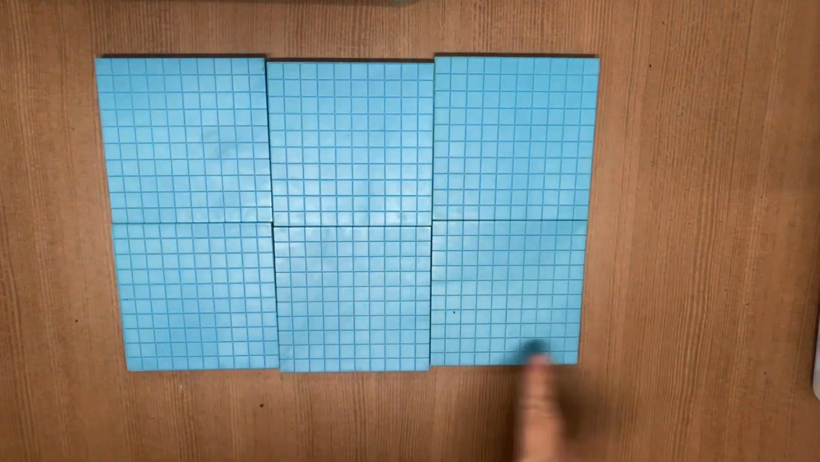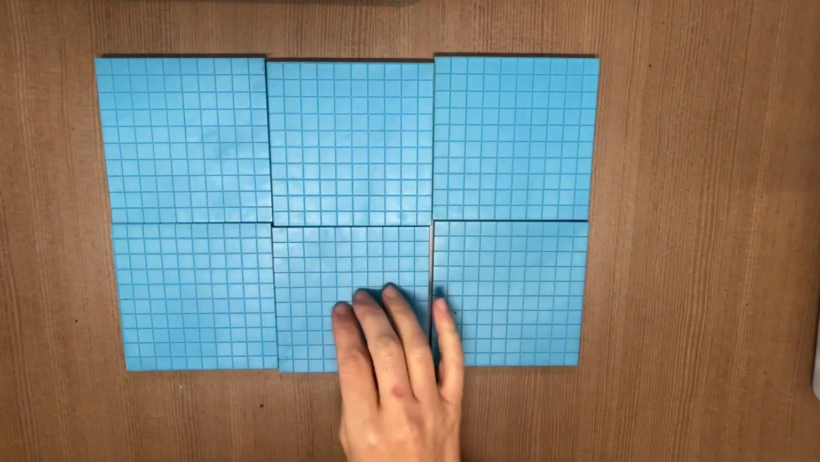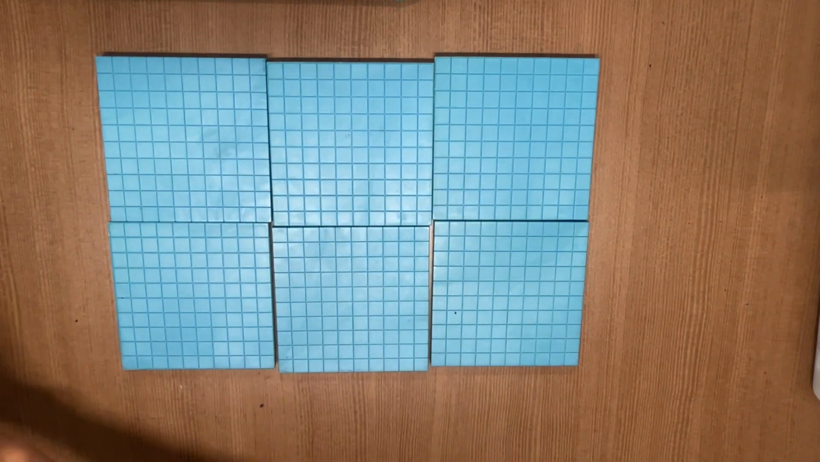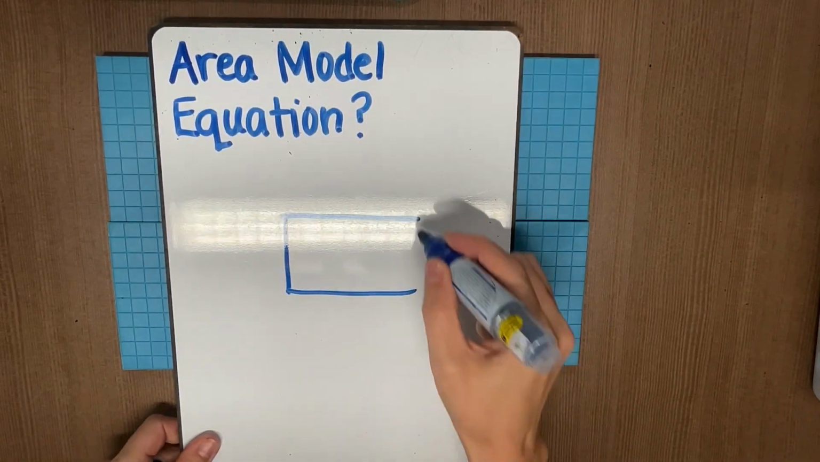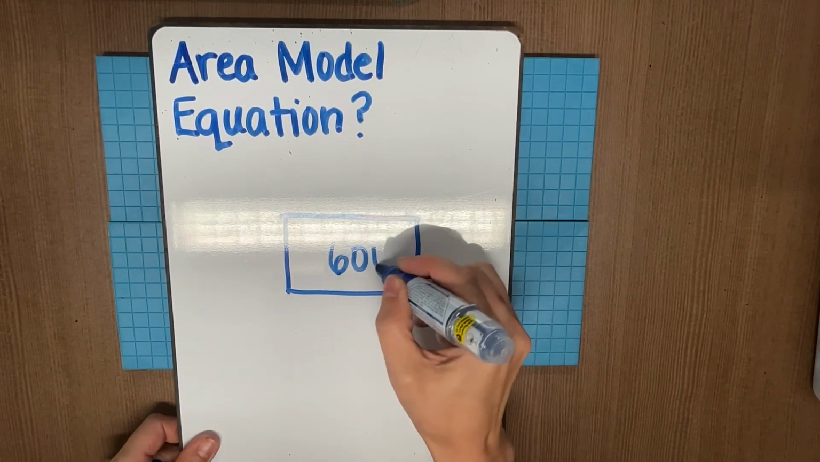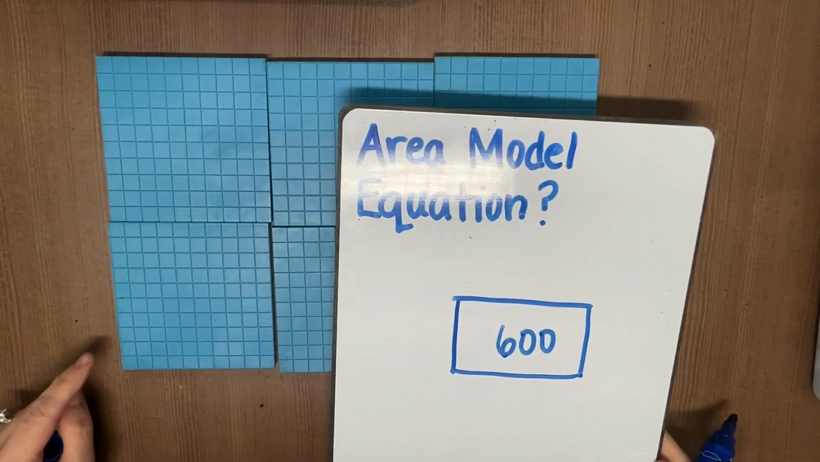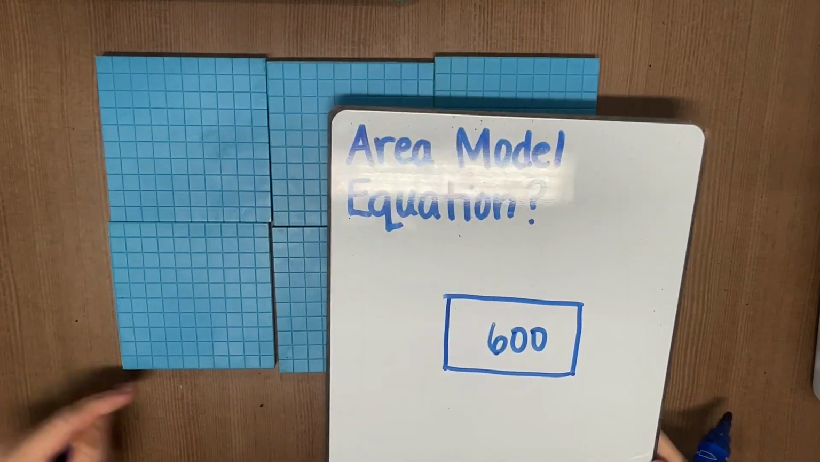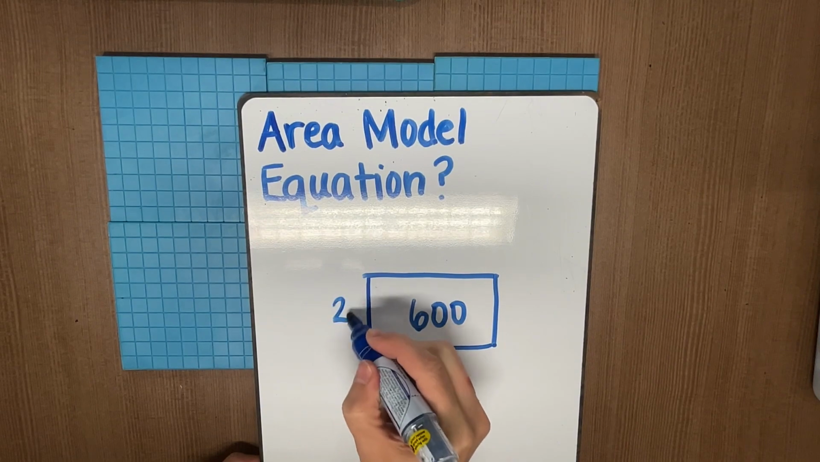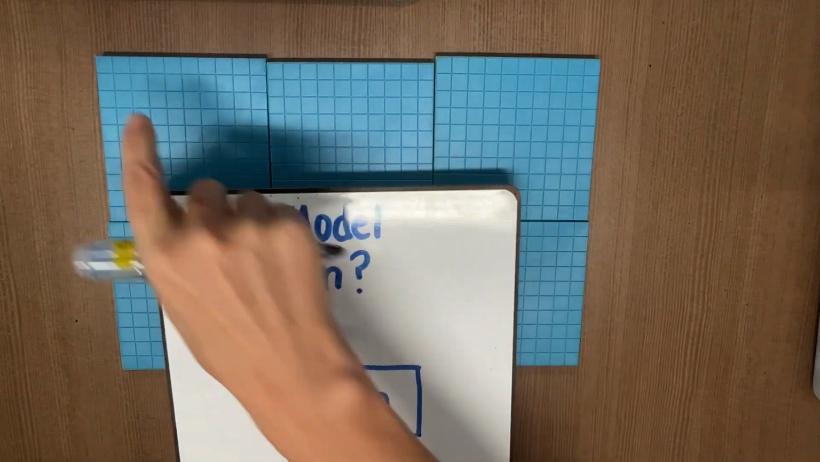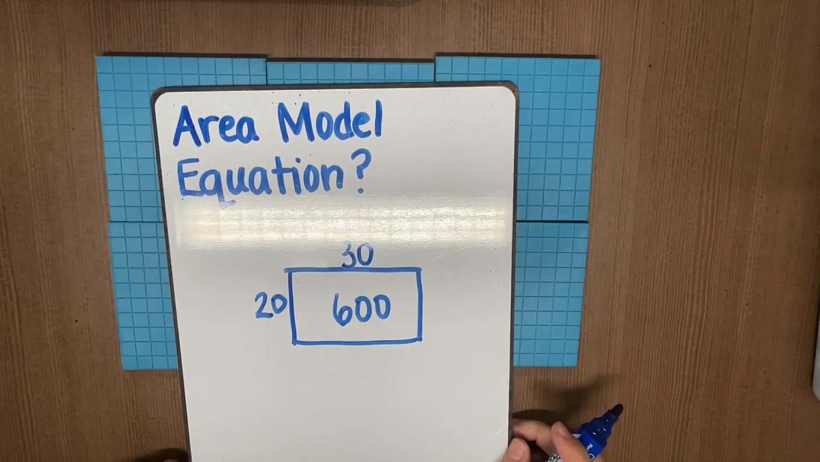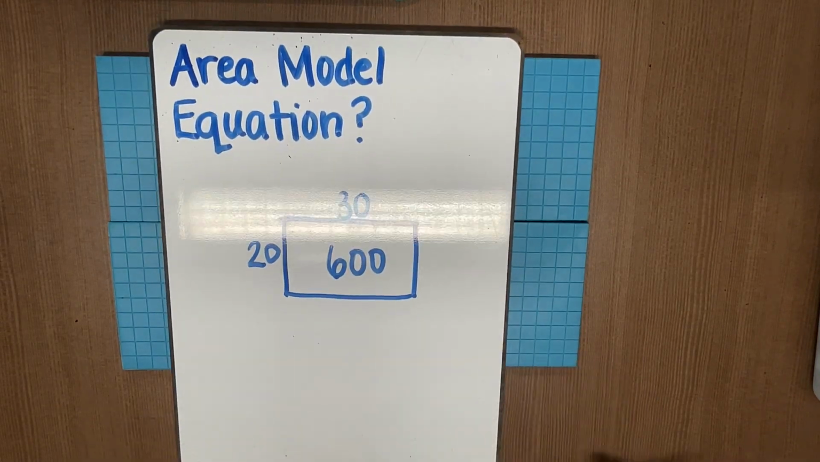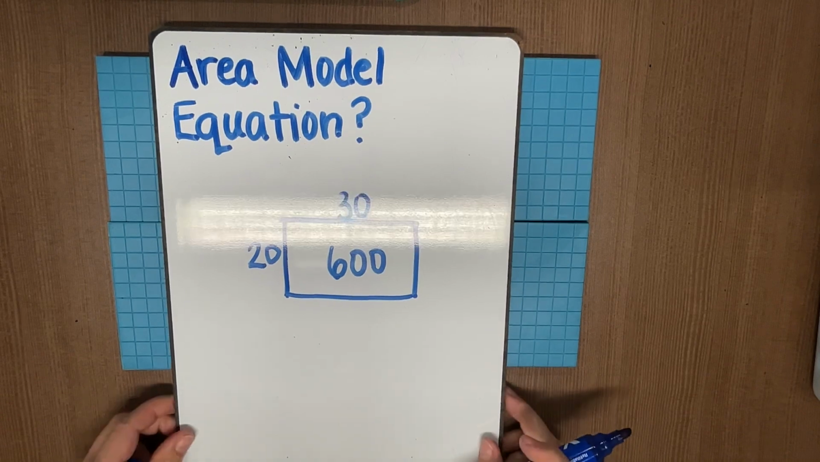This rectangle has 600 in its area. So I know if I were drawing this in a model, 600 would be in the center. It is 20 high, and it is 30 long. What equations match this area model?